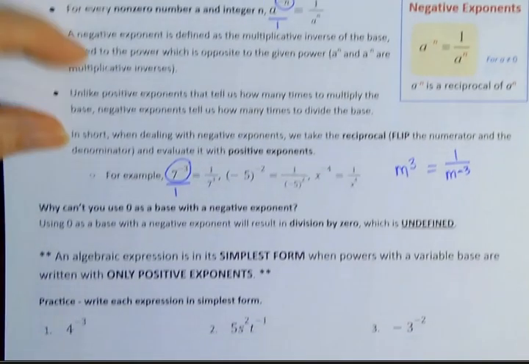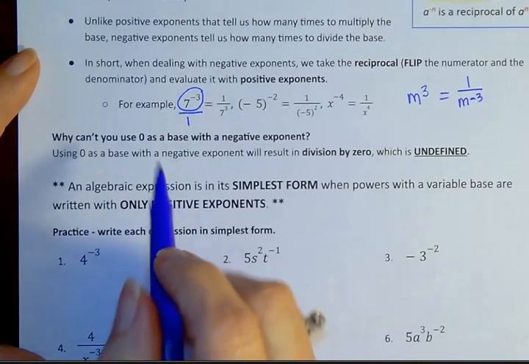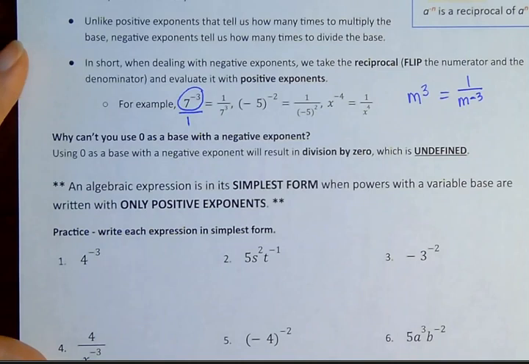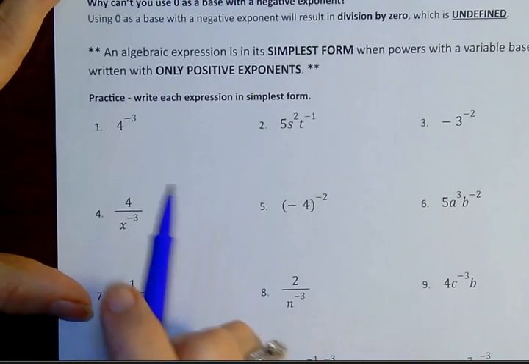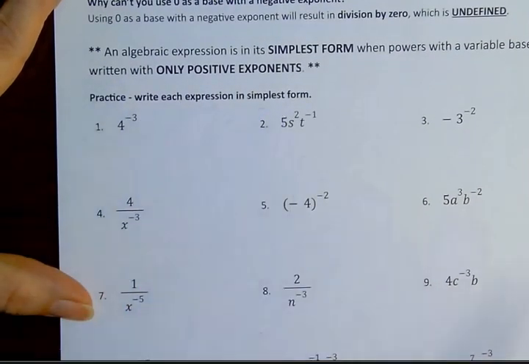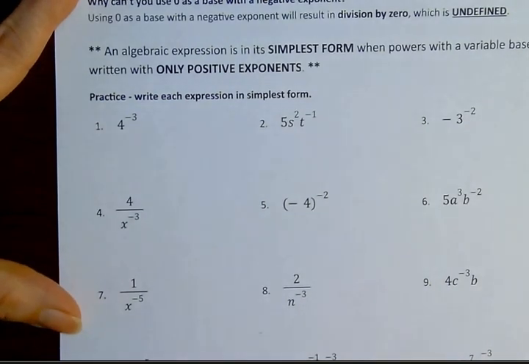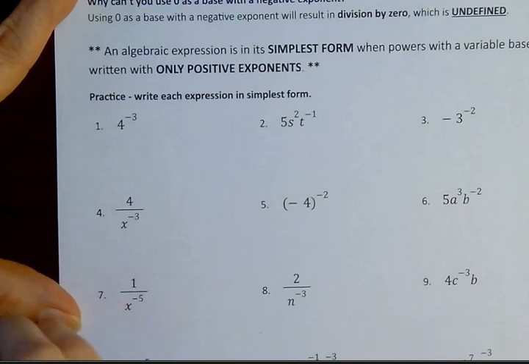All right, so again, you can't use 0 as a base with a negative exponent because you can't divide by 0. You're not allowed to. All right, so let's take a look. Right here, we're going to write each one of these expressions in simplest form. So maybe do the first couple with me and then put this video on pause and come back and check your work and see how you're doing.